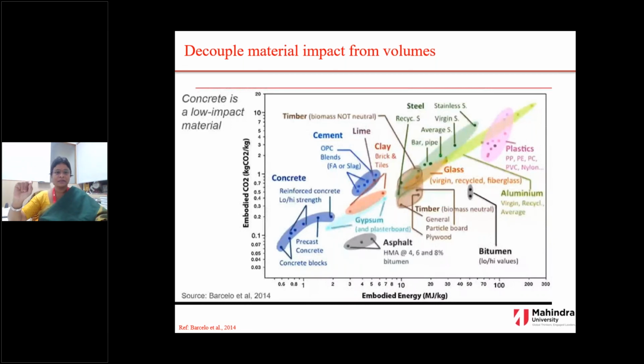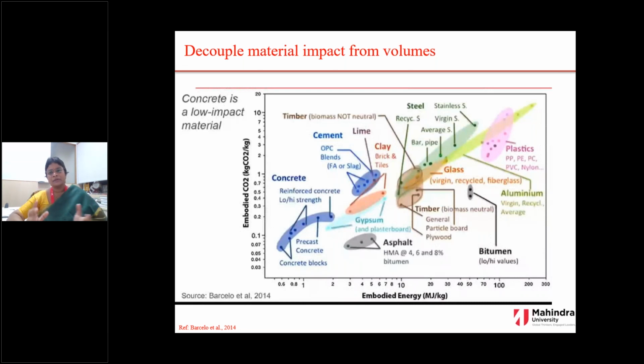This graph which I am showing is the embodied energy per kg and the embodied CO2 which it emits. Since concrete is at the extreme bottom left per kg, it has less embodied energy and less embodied CO2 when compared to the other materials: clay, glass, steel, plastic, aluminum, bitumen, etc. They're all above the concrete. It means that concrete is a low impact material.